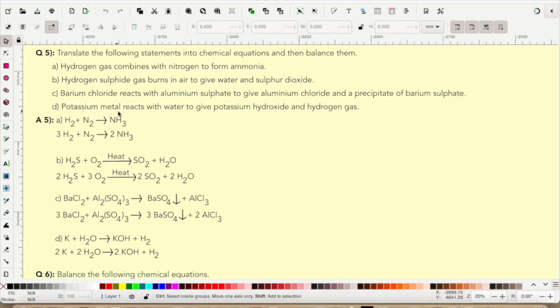Last part, potassium metal reacts with water to give potassium hydroxide and hydrogen gas. We will write K for potassium, H2O for water, KOH for potassium hydroxide and H2 for hydrogen. So the unbalanced chemical equation will be K plus H2O makes KOH plus H2. Following the same balancing method, the balanced equation will be 2K plus 2H2O makes 2KOH plus H2.